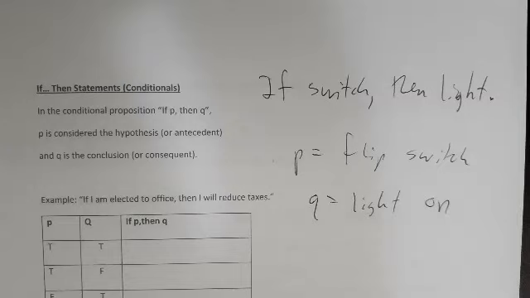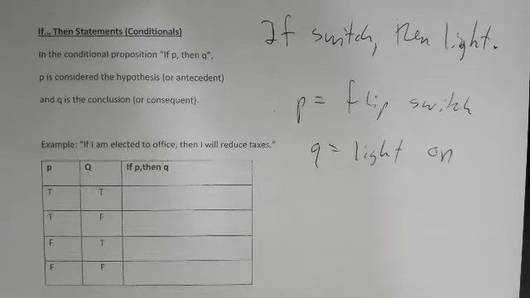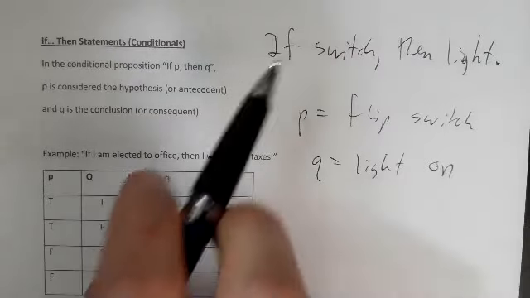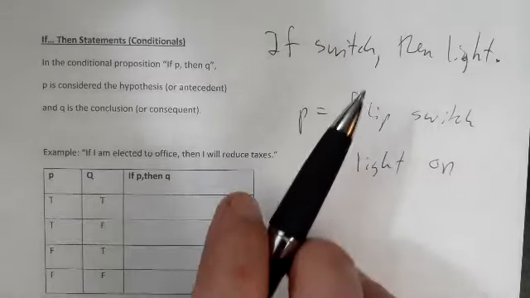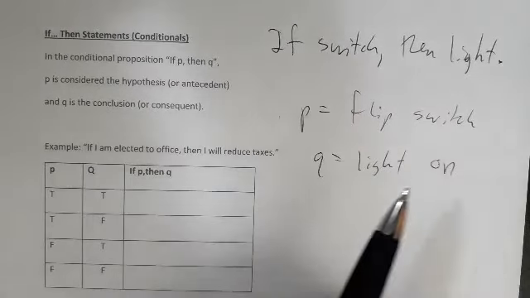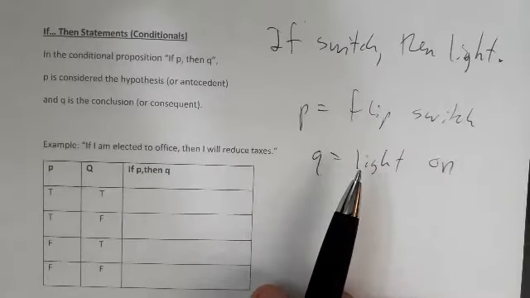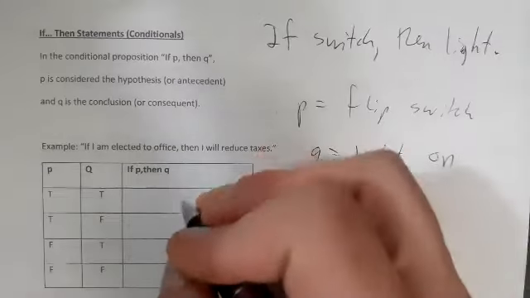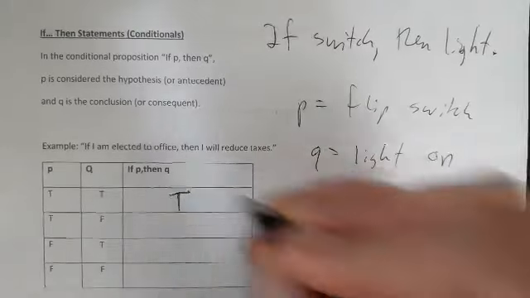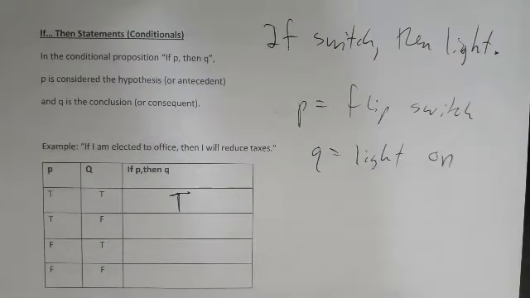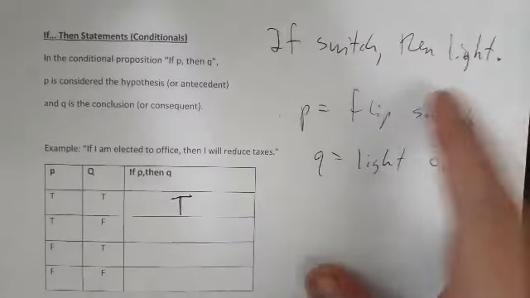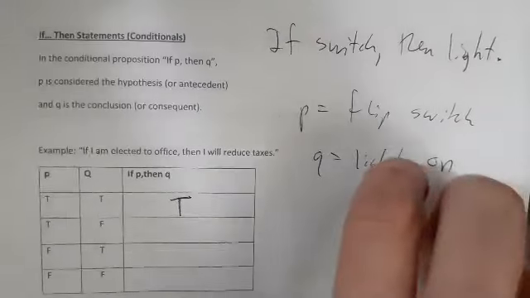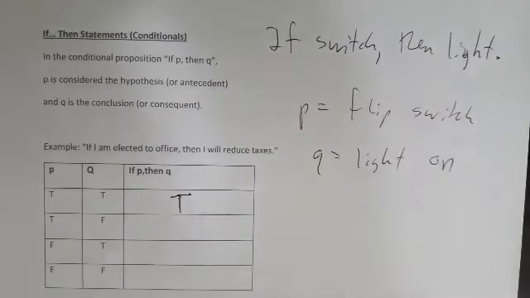So if I think about how to do this truth table, this is my if P then Q statement. This is my P, this is my Q. So I flip the switch is true. The light comes on is true. So if I flip the switch, then the light comes on. Overall, this would have to be true. It was true I flipped the switch, it was true the light came on, then it's true that if I flip the switch, then the light comes on, right?